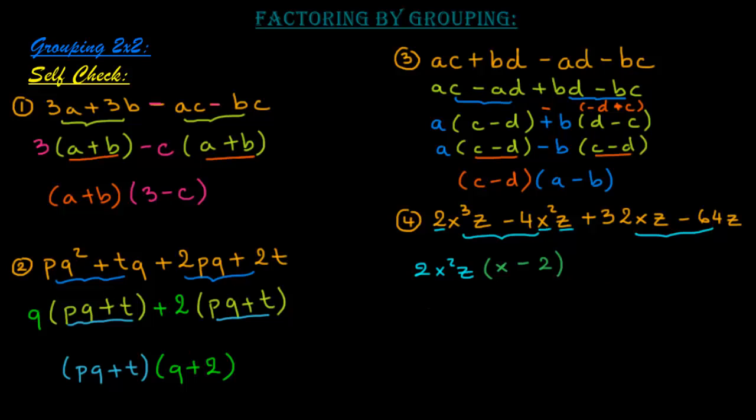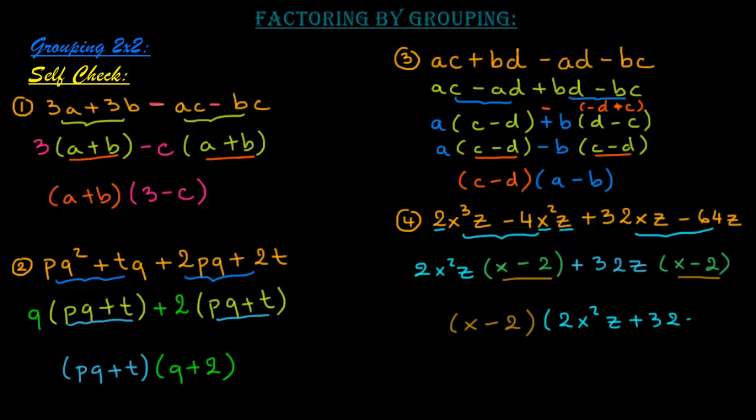Now the common factor of the last two terms: 32 goes into 64 twice, so probably it would be positive 32. And besides that, we also have z in common, so that leaves us with x minus 2 inside parentheses. So x minus 2 repeats twice here, so we also have the common factor x minus 2, so we keep going and factor that one out. X minus 2 times 2x squared z plus 32z.